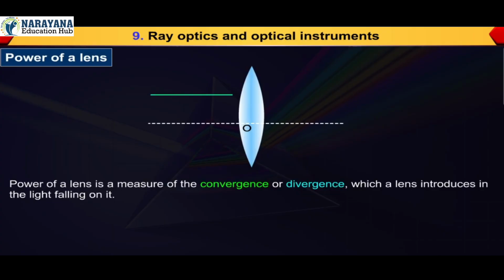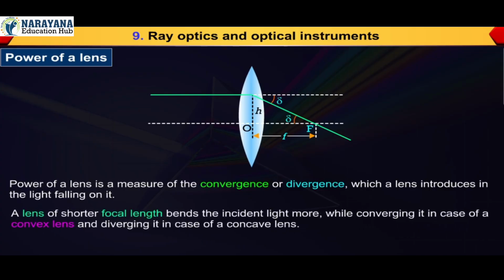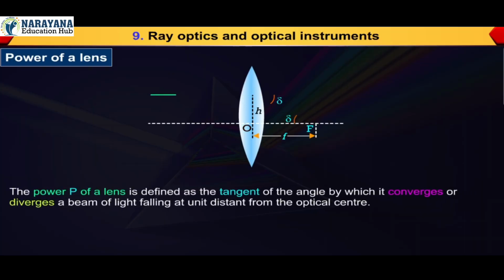Power of a lens. Power of a lens is a measure of the convergence or divergence which a lens introduces in the light falling on it. A lens of shorter focal length bends the incident light more, converging it in case of a convex lens and diverging it in case of a concave lens. The power P of a lens is defined as the tangent of the angle by which it converges or diverges a beam of light falling at unit distance from the optical center.